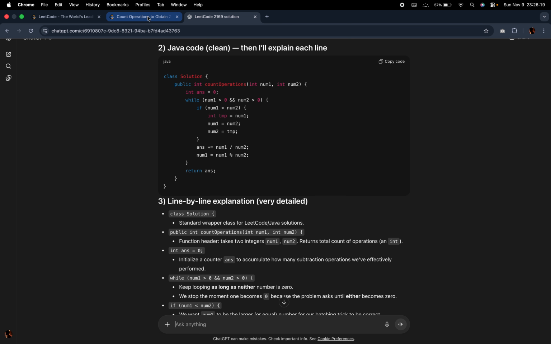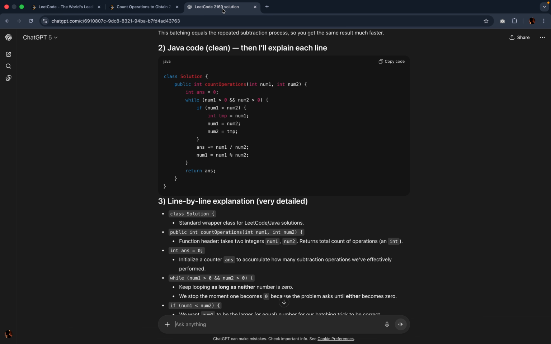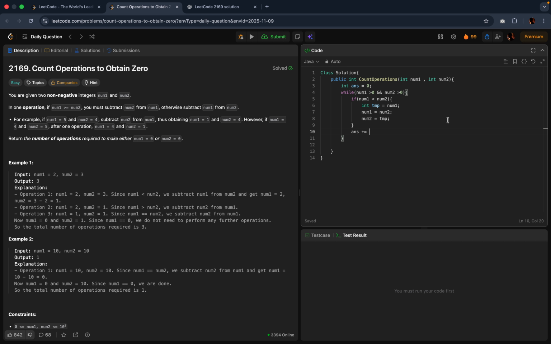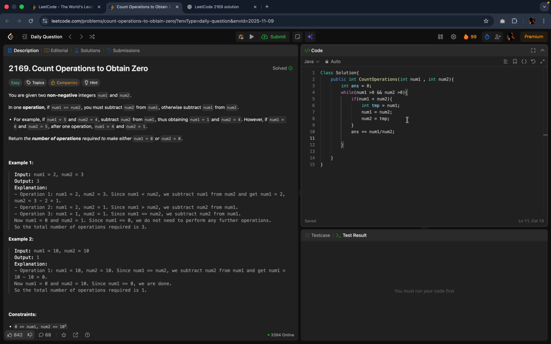num2. The ans function I have to see properly because it can easily be mistaken. So num1 divided by num2, num1 divided by num2, and then num1 equals.